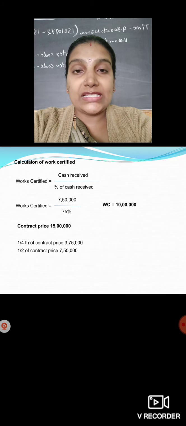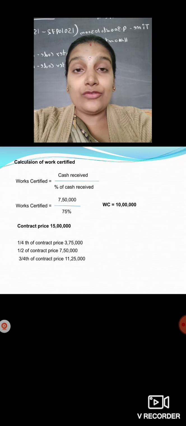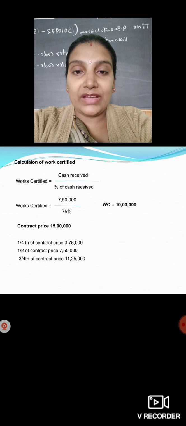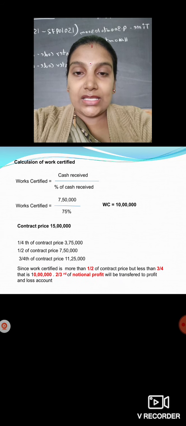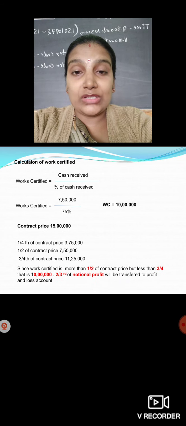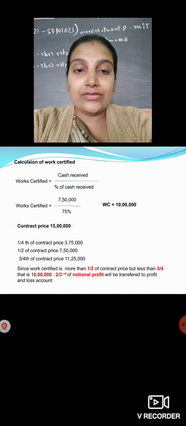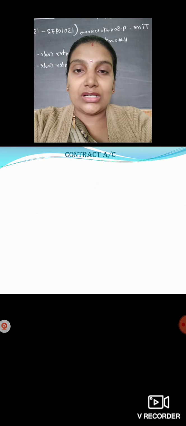Half of contract price is 7,50,000 and 3/4 of contract price is 11,25,000. Since the work certified is 10 lakh, which is more than half but less than 3/4 of the contract price, we are going to transfer 2/3 of the notional profit to the profit and loss account.